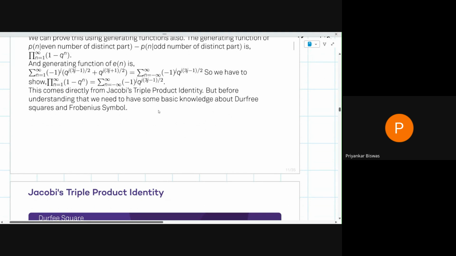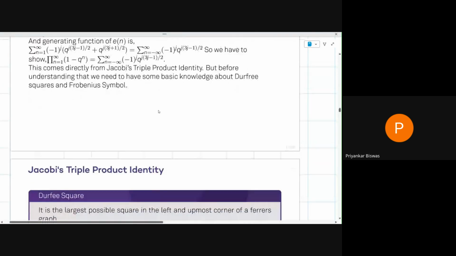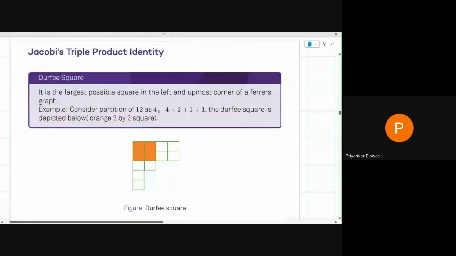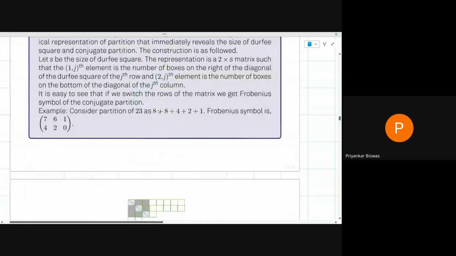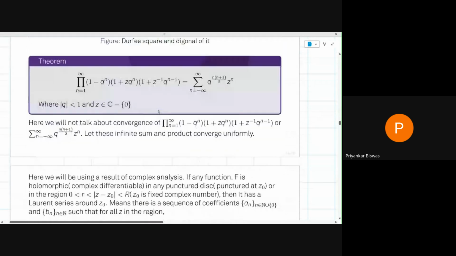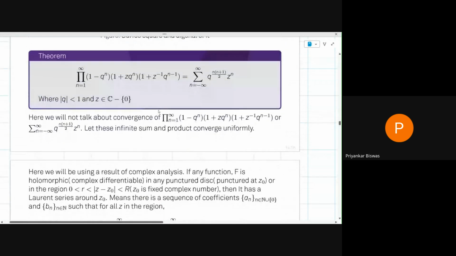And to show this, we need something called Jacobi's triple product identity. And this comes directly from the identity. Before going further, I'll state Jacobi's triple product identity first. This is Jacobi's triple product identity. I'll give the proof, but do you understand what this is stating?